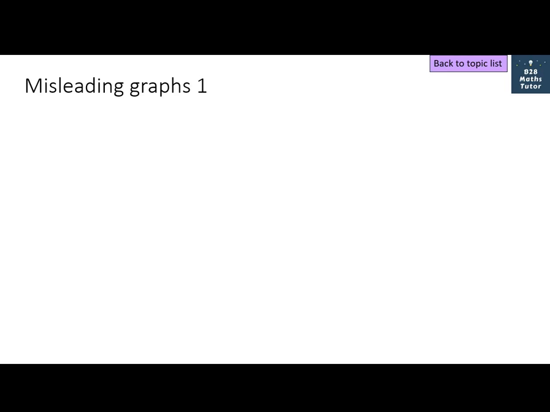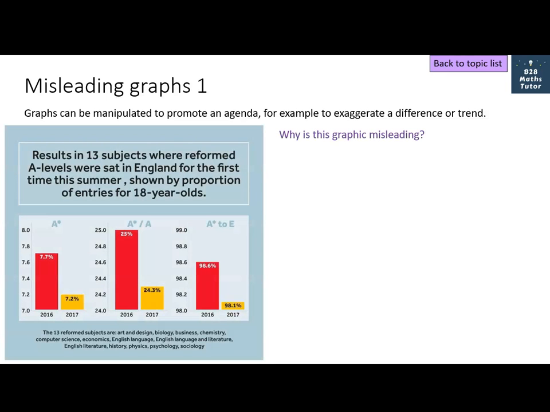Now let's have a look at how graphs can be used to mislead you into thinking what somebody wants you to think. Graphs can be manipulated to promote an agenda. So if somebody wants you to think that there's been a big increase or a big drop in something, they might manipulate their graphs to make it look as if that's actually the case. So here's an example from when the new A levels started to come in England.